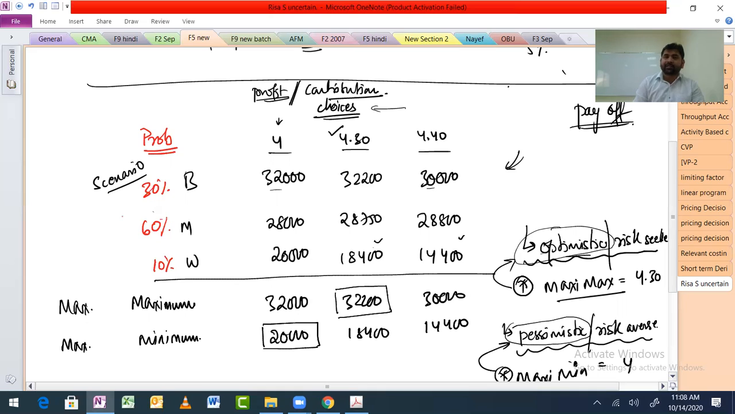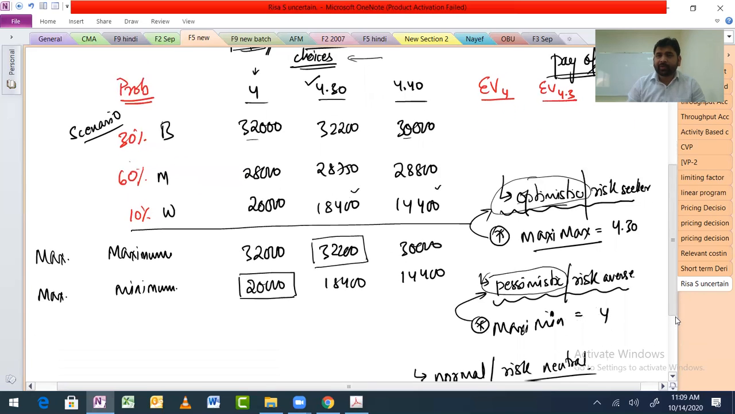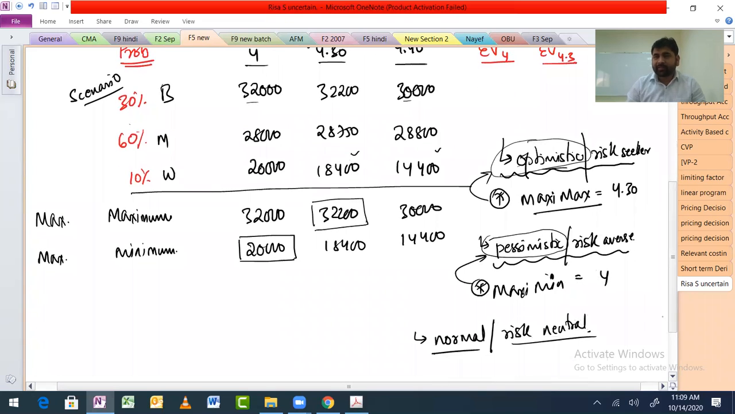Now you make a decision. What you will do is calculate the expected value for the first project, that is 4. Then you will calculate the expected value for 4.3, and the expected value for 4.4, and wherever you get the highest value, you will take that as the answer. Expected value is what? Average. This is what neutral people do, right? They make their decisions on the basis of average calculations.